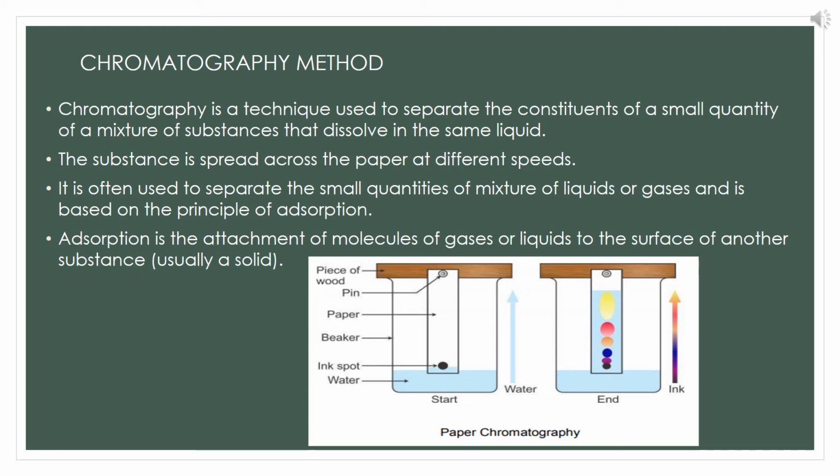So as the water moves up in the filter paper, the mixture of that black ink spot also moves along with the water on the filter paper, and this process is called adsorption, that is, attachment of molecules of liquids or gases to the surface of another substance. So the liquid dye which made up the black ink also moves along with the water over the filter paper, the solid substance, and gradually separates. So this process is the chromatography method.